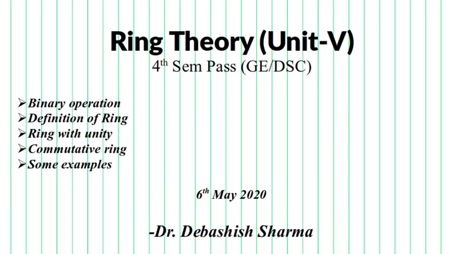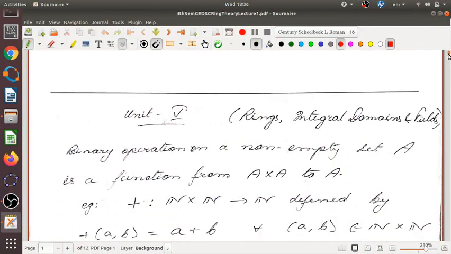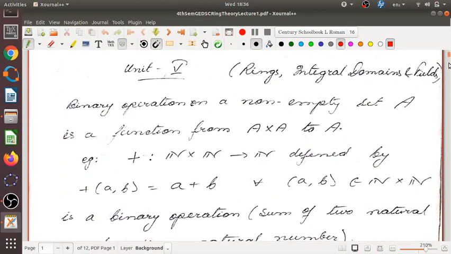So in today's lecture we will be discussing binary operation and the definition of ring, then the concept of ring with unity, then commutative ring, and I'll discuss some examples of rings. Okay, so let us begin unit 5 of your course. Let me start with the concept of binary operation, which was already done in college.